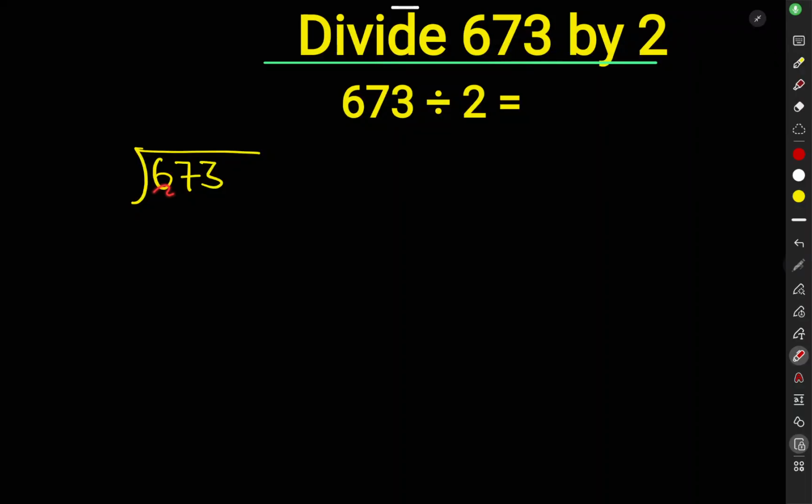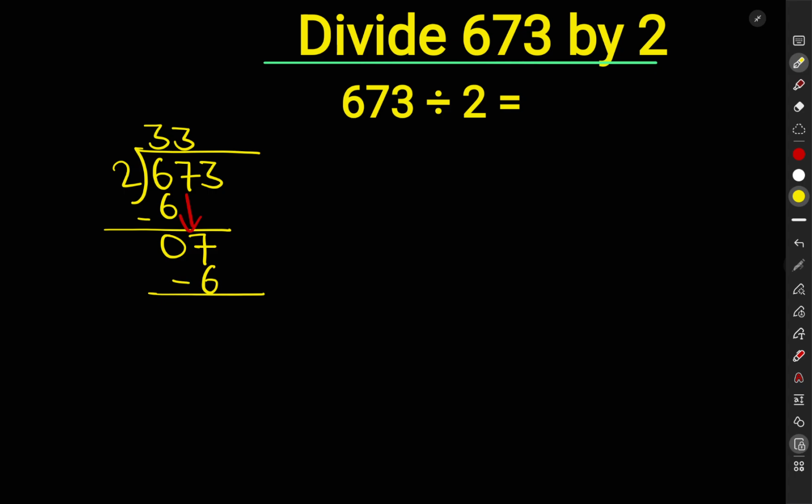We divide 673 by 2 in long division method. So 2 times 3 is 6. On subtracting we get 0. So now we put down this 7 and 2 times 3 is 6.